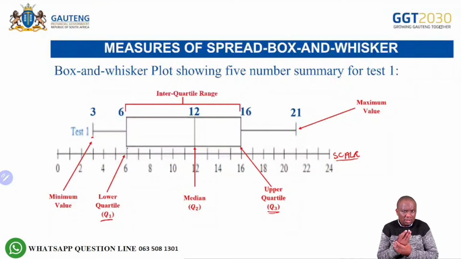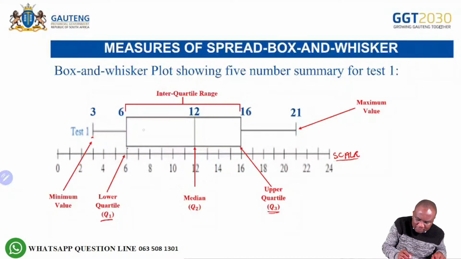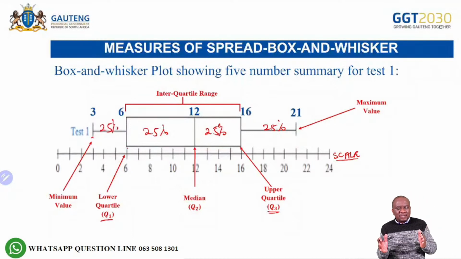Remember I said we're going to talk about this one before, the interquartile range. And then remember we have 25% of the data set here, and then 25% of the data set there, 25% of the data set there, 25% of the data set there. So the interquartile range represents 50% of the data set. The gap between Q1 and Q3 represents 50% of the data set.